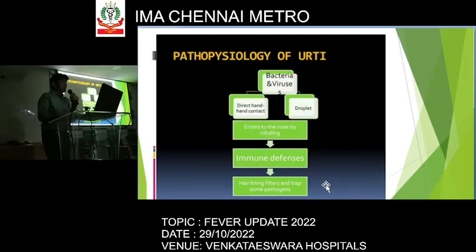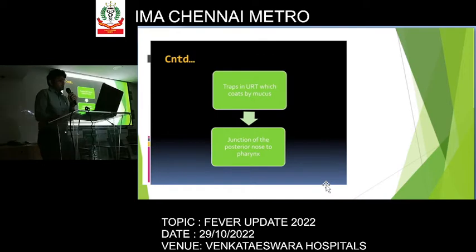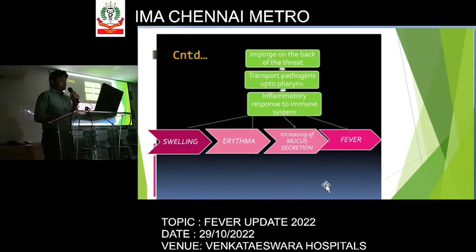Now the brief pathophysiology of upper respiratory tract infection. When bacteria or viruses enter our body, they are acted upon by our innate immune defense mechanisms. The ciliary hair lining in the nasal cavity will filter and trap the pathogens. The trapped pathogens are coated by mucus and then shifted to the posterior nose and the pharynx. When it impinges on the back of the throat, it is transported to the level of the pharynx, and the inflammatory response sets in, with swelling, erythema, increased mucus secretion, and fever.